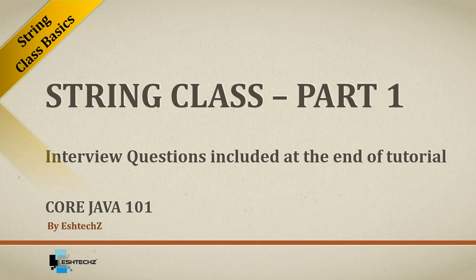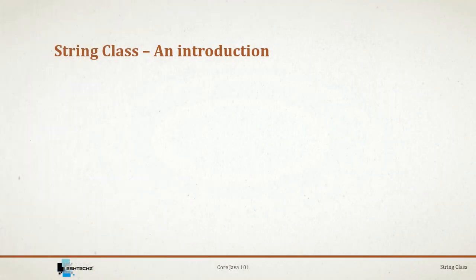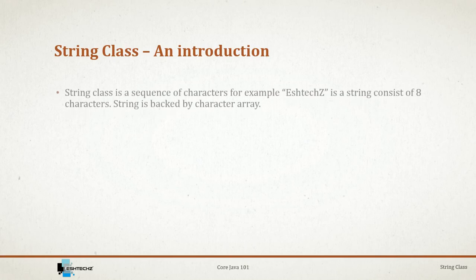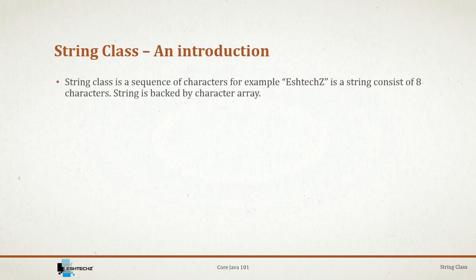Now let's start with the string class. String class is a sequence of characters. For example, EshtechZ is a string consisting of 8 characters. String is backed by a character array. String is a non-primitive data type. To be more precise, string is a derived data type.